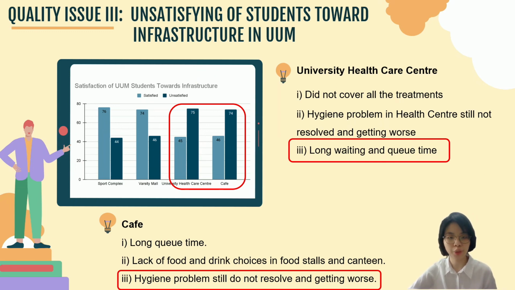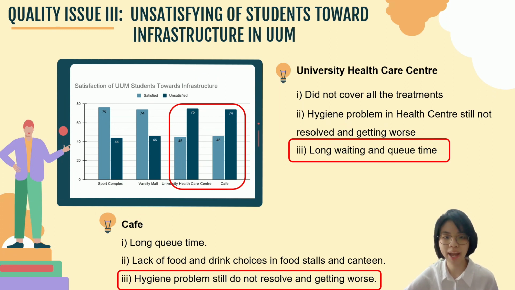For University Healthcare Center in UUM, there are three common problems listed in the survey. The first one is the healthcare center did not cover all the treatment. The second is the hygiene problem in the healthcare did not solve and is getting worse. And the third one is the long waiting and queue time. After analyzing the data collected from the survey, the issue of long waiting and queue time is the most bothersome to the students in UUM. About 75 out of 120 students, which is 62.5%, approve that the issue of long waiting and queue time is the reason why they are not satisfied with the healthcare center in UUM. So to enhance this, the UUM Healthcare Center can consider increasing the staff so that they are able to handle the needs of students and provide the service with no delay.